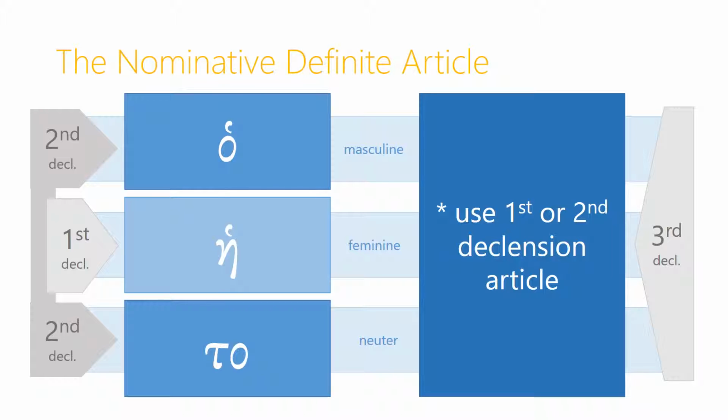Another thing for us to be aware of here is that there are no third declension definite articles. So the first and second declension forms are also used for third declension nouns. That's good news, because it just means that you have fewer forms to learn.